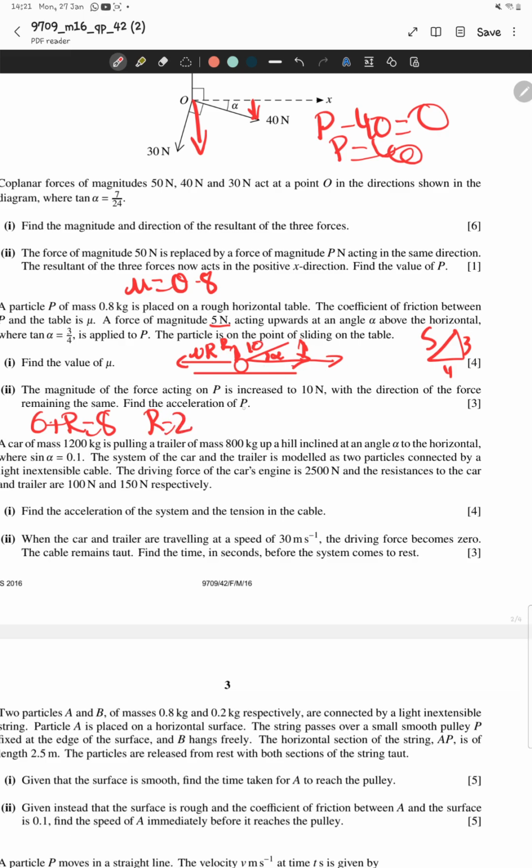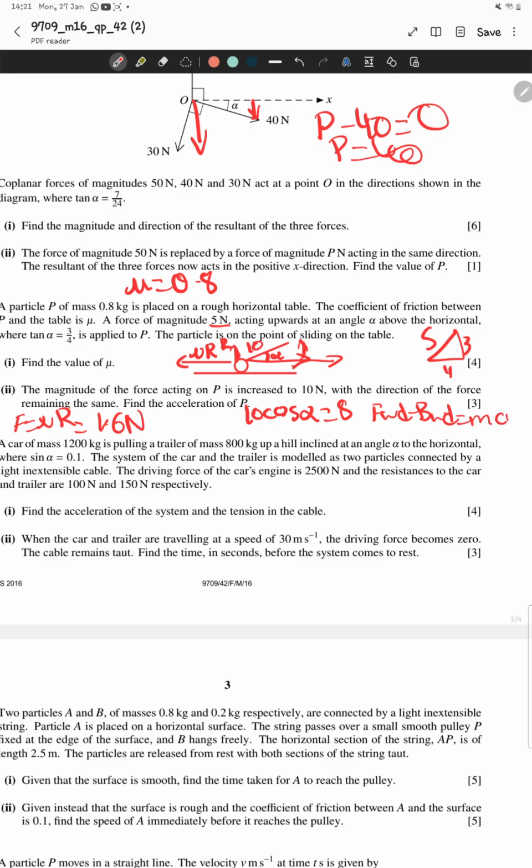Okay. Now we can find 10 cos alpha, which would just be adjacent over hypotenuse. So 4 by 5 into 10, which would just be 8. So 8 is the forward force, and then we can find the backward force, because backward force is friction, mu R. Mu is constant for any surface, so 0.8 into 2. R was 2, so we get 1.6 newtons backwards, and 8 is forward.